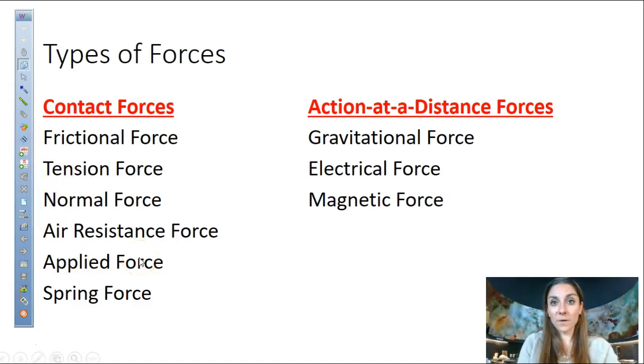Applied force is just a given name for a push. It's just like you push something, you apply a force. And spring force has to do with springs.